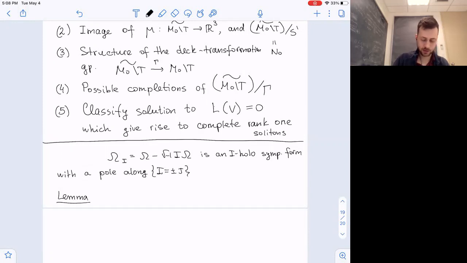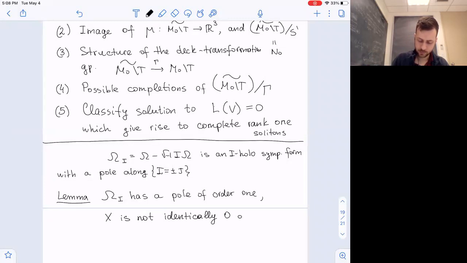A lemma tells us that this omega I has a pole of order 1 along any irreducible component of this divisor. So this divisor could have several components, and they could have several components intersecting. So along any of them at a smooth point, it will have a pole of order 1. And the vector field X is not identically 0 on I equals plus or minus G.